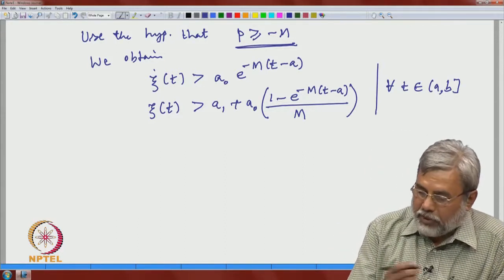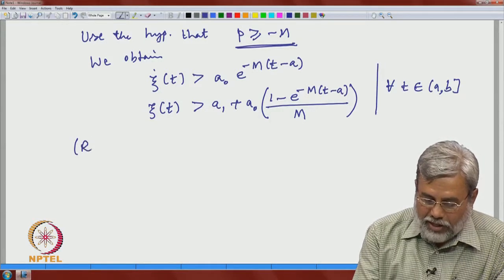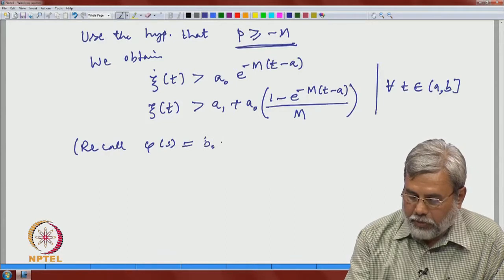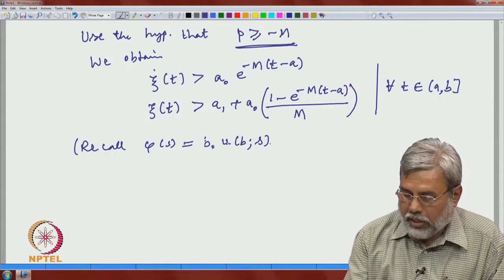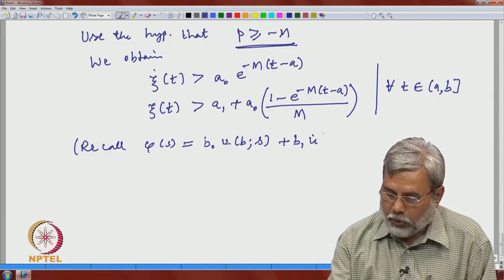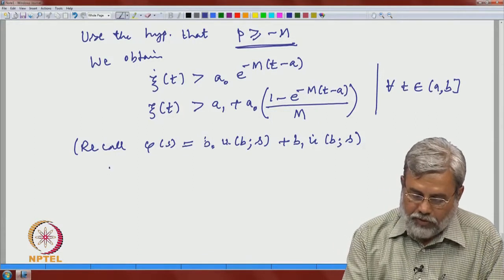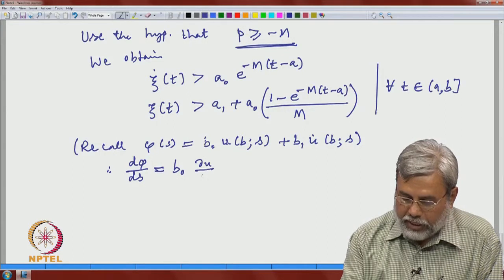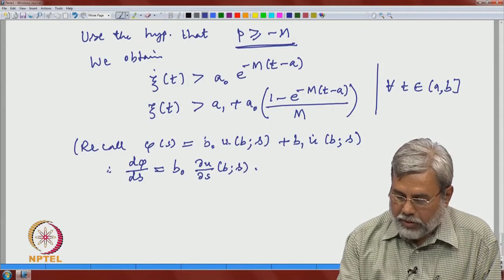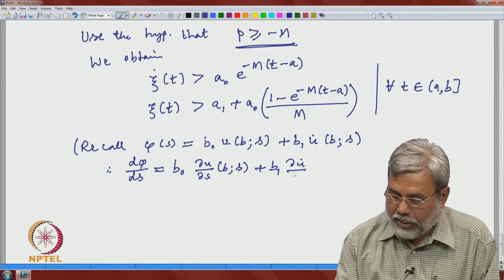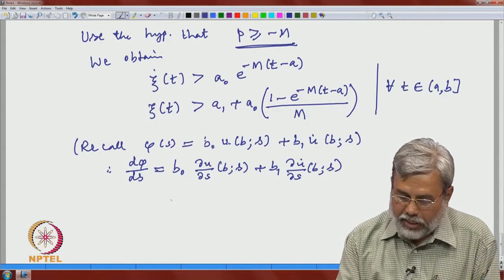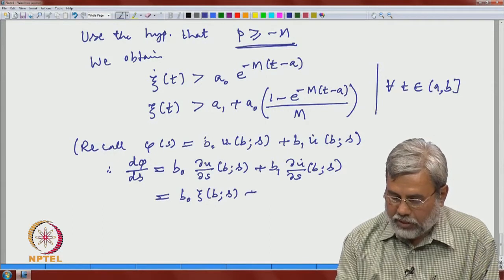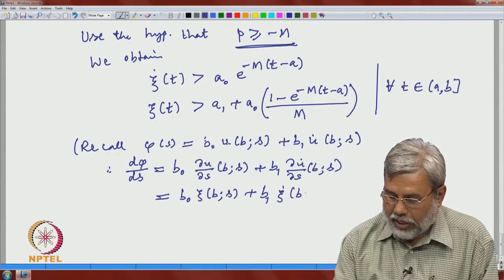So, you have to just remember that thing. Recall phi s is b 0 u b s plus b 1 u dot b s. So, therefore, d phi by d s is just b 0 d u by d s at b s plus b 1 d u dot by d s at b s, and by our notation this is nothing but j of b s plus b 1 j dot at b s.